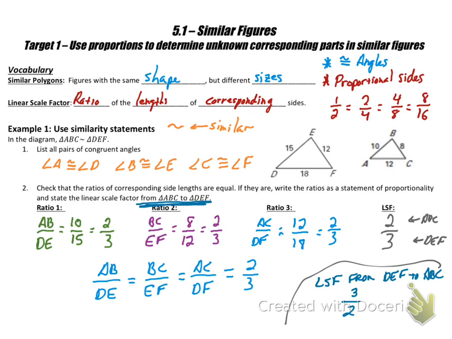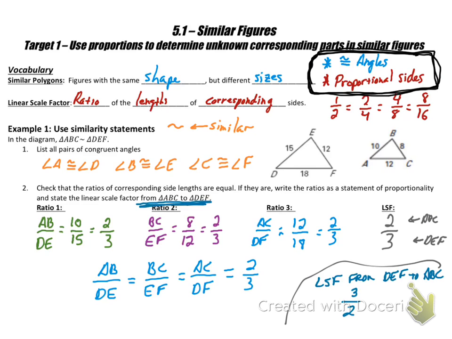So that's the whole idea of similar figures, using your similarity statement, matching up congruent angles, and then matching up corresponding sides to show they're all proportional. Okay, this part up here is super key. Similar figures have congruent angles and proportional sides. So that's what we'll be doing a lot of.